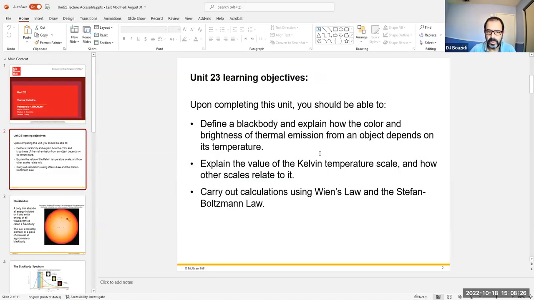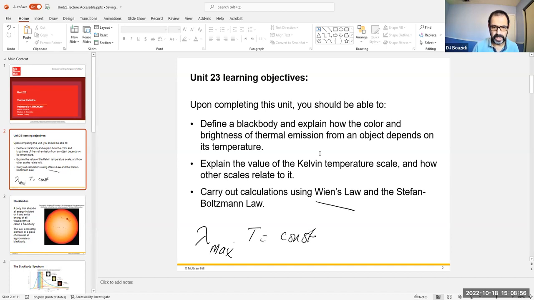So in here, we're going to define the black body and explain how the color, lightness, brightness of thermal emissions from an object depends on its temperature. For those sitting in astronomy 125, that was actually a very useful expression that we had to find at the end, because we correlated something called the lambda max and the temperature to a constant. And this is what is known as Wien's law, okay?